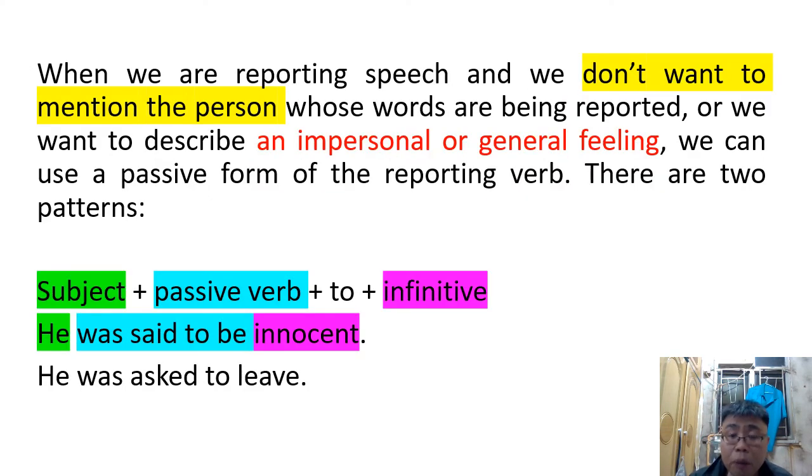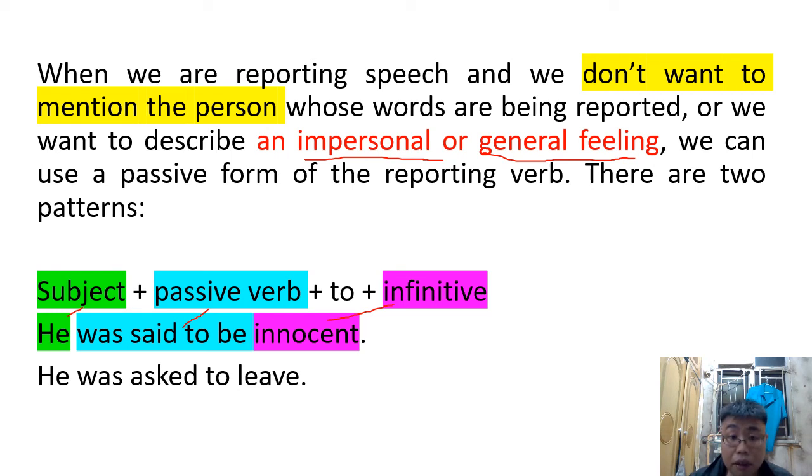When we are reporting speech and we don't want to mention the person, we want to describe an impersonal or general feeling, then we use the passive voice. Here, "He was said to be innocent." The subject in this passive sentence is "he," okay? And then the passive verb is "was said to be," and the infinitive is "innocent."